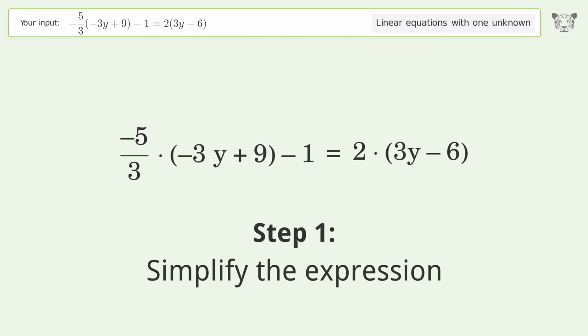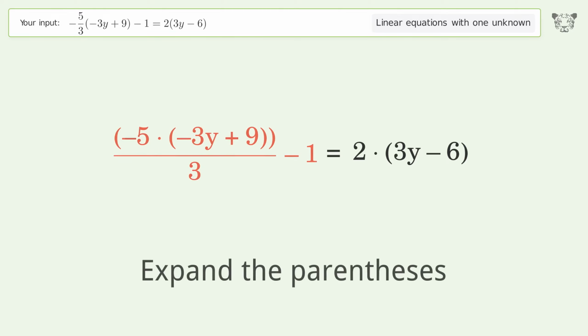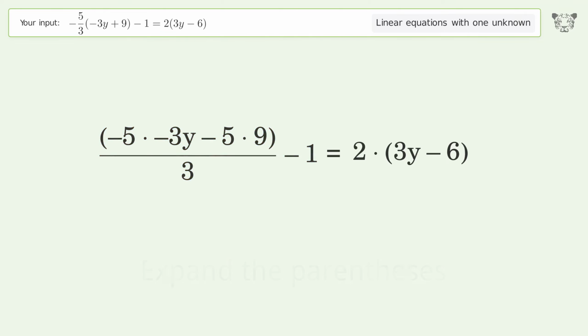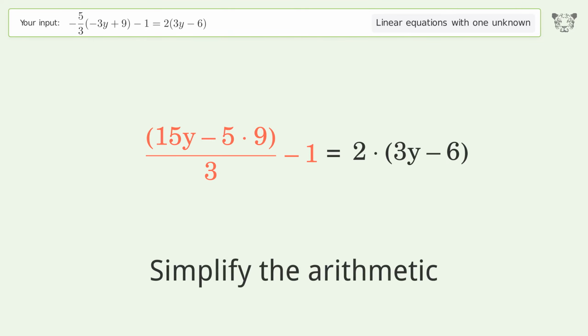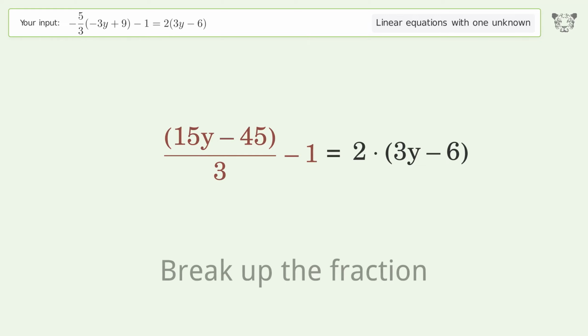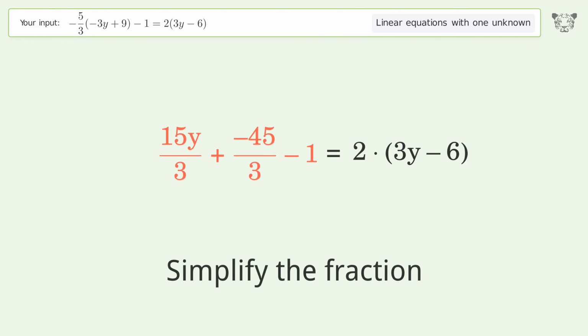Simplify the expression. Multiply the fractions. Expand the parentheses. Multiply the coefficients. Simplify the arithmetic. Break up the fraction. Simplify the fraction.